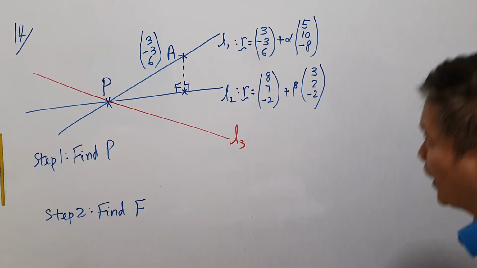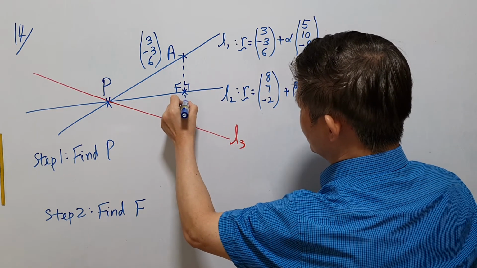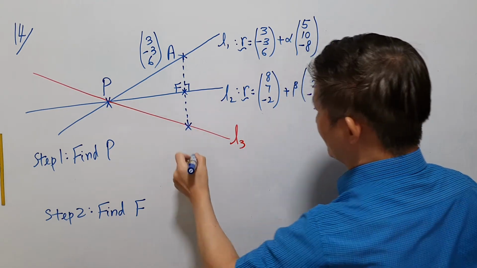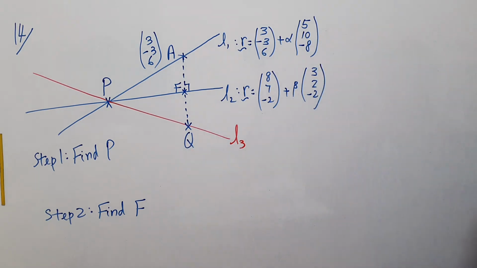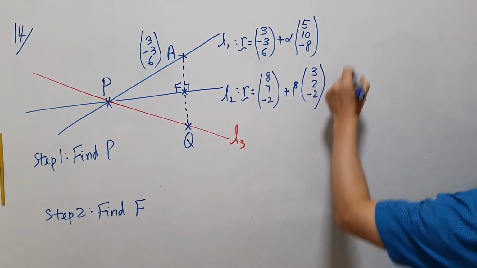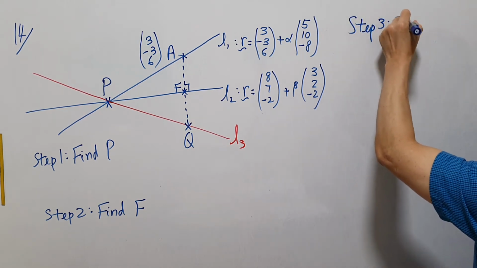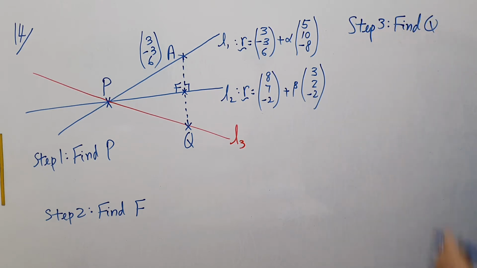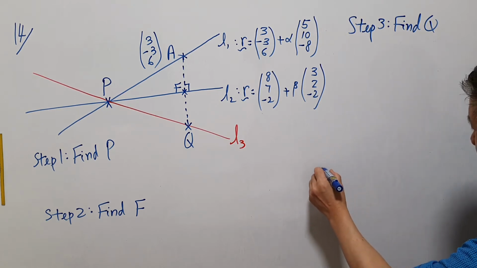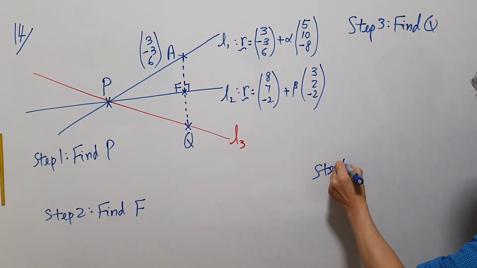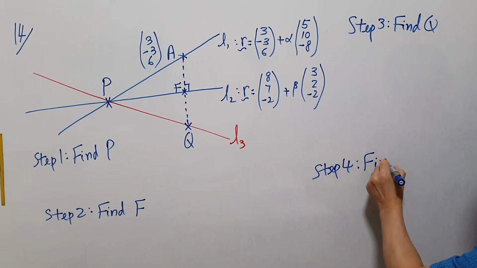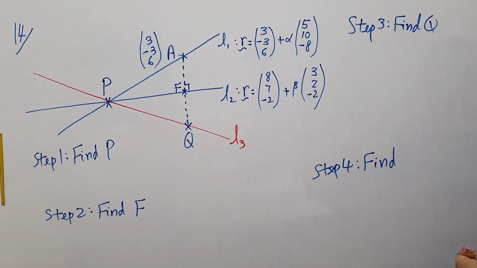And after finding the point F, the next thing I want to do is to find a point on L2, which I call Q. So step 3, let me write here, step 3, I will find Q. Okay? So once I have done all those 3 steps, I'll be ready to find the line, step 4, find the line L3. Alright, so these are the steps I will take to find the line L3.